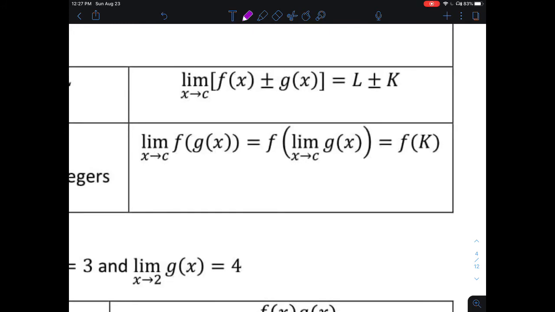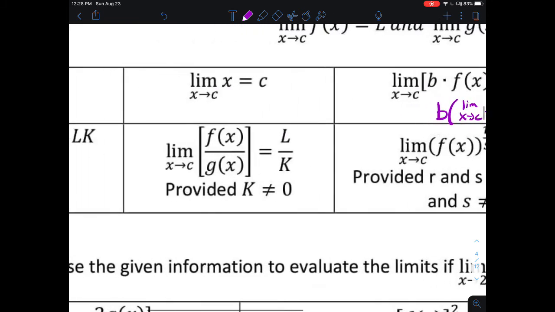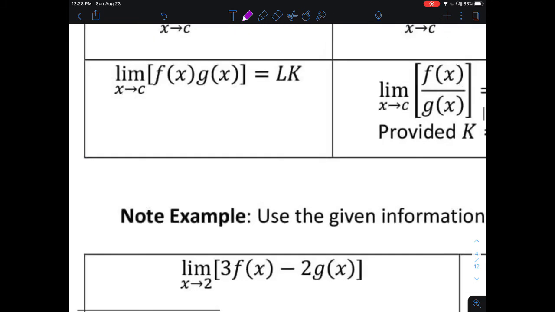The next property is if I have a sum or difference of two separate functions, we can break them apart. If I had the limit of f plus g, I could rewrite that as the limit as x approaches c of f of x plus or minus the limit as x approaches c of g of x. So I could break it apart, find their individual limits, and then just add my answers together at the end.